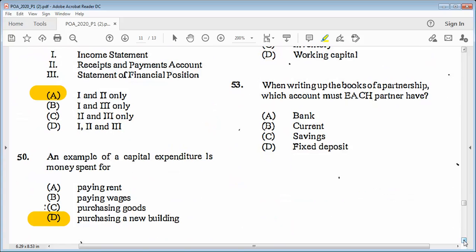Let's move on to 53. When writing up the books of a partnership, which account must each partner have? A, bank. B, current. C, savings. D, fixed deposit. We know that it would have to be a current. Each partner would have to have B.